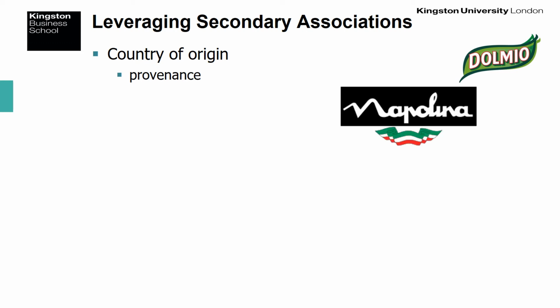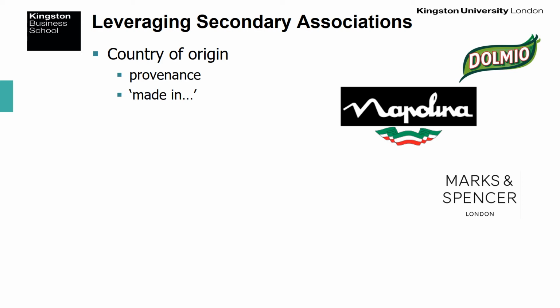And we're going back to Italy and pasta here, where many brands make a great play of their Italian provenance. We looked at Barilla earlier. There's also Napolina and Dolmio, who come across as strongly Italian. Marks and Spencer, on the other hand, showcase the word London underneath their brand, associating strongly with the UK as their country of origin.